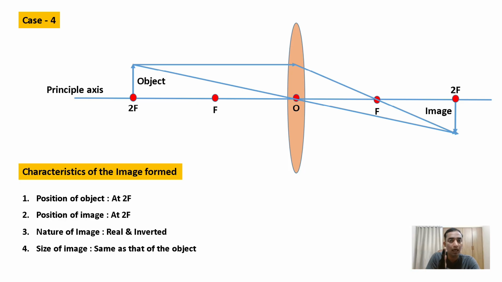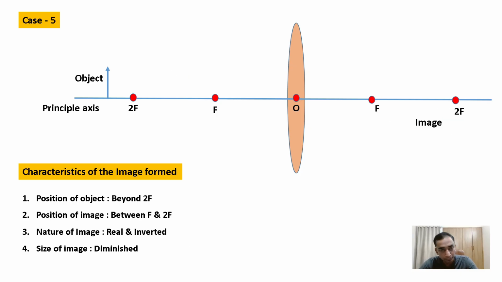Real and inverted images are always formed opposite to the object, where it is. That means if the object is on this side of the lens, then the image which is on this side of the lens has to be the real image. Whereas the virtual and direct images are formed on the same side as that of the object, right? So the height of the object is the same as the height of the image. The image is formed at 2f.